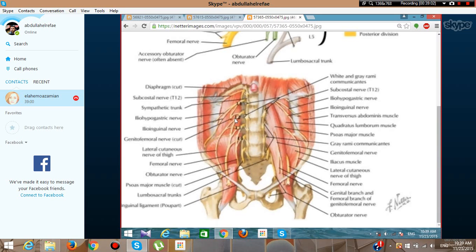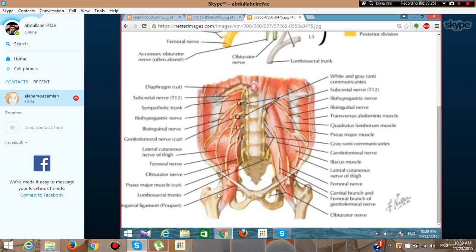Then we have lateral femoral cutaneous nerve, this one. You find it, do you know which muscle it is? This is called iliacus muscle. You find it on top of iliacus muscle and it goes to the lateral surface of the thigh. It gives cutaneous innervation there.